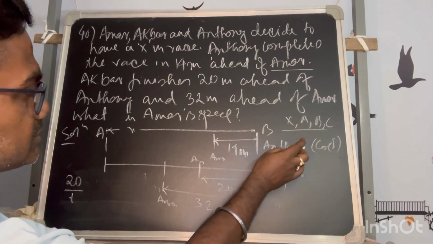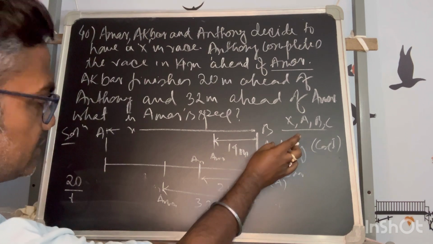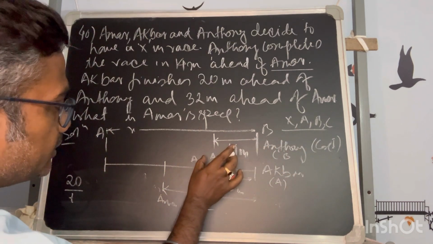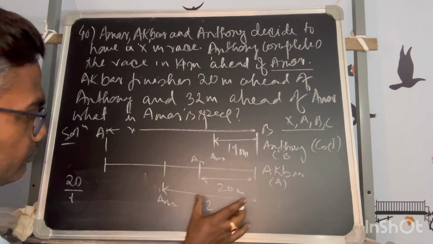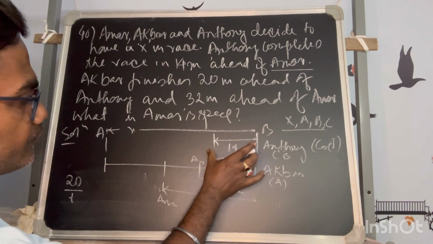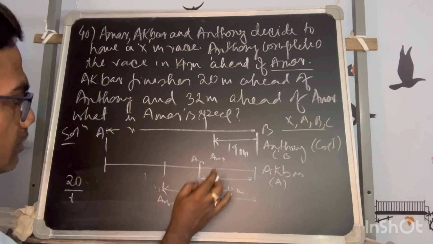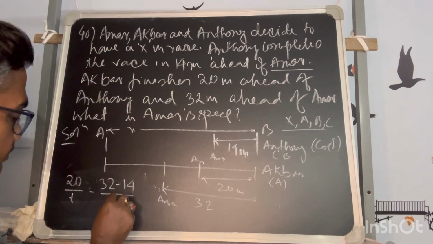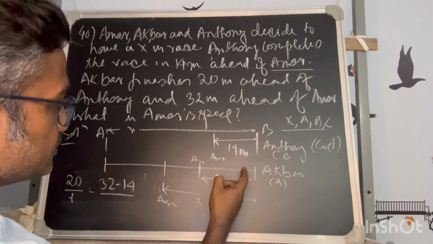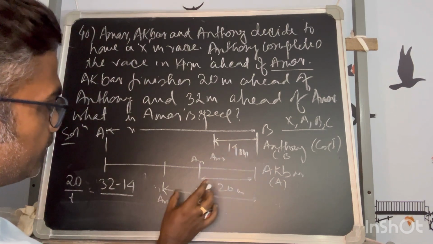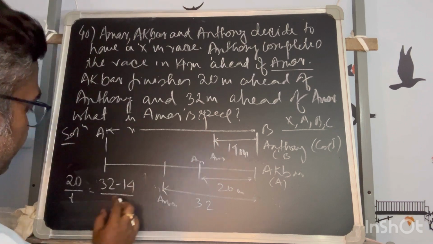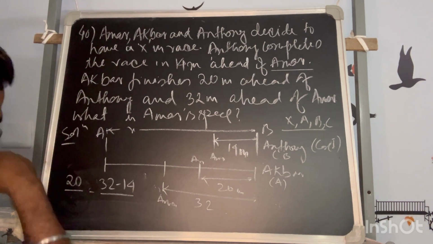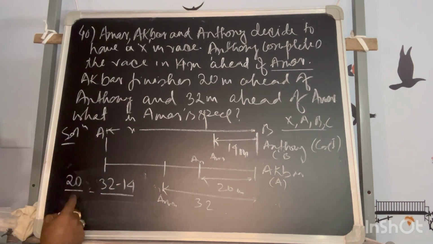Then after that position, he reaches the finish line. So 20 meters is covered, and only then can he reach the finish line. By that time, Amar, who was 32 meters from the finish line, has covered up to 14 meters behind the finish line. So how much? 32 minus 14, that much is covered in the same time, isn't it? 32 minus 14, this will be the time, with time t.